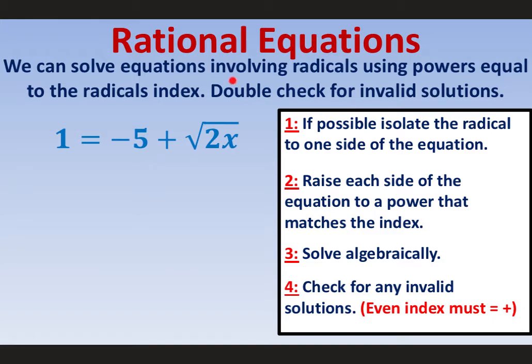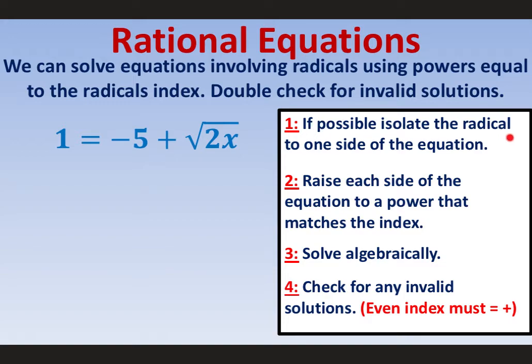We can solve equations involving radicals by using powers equal to the radical's index. So to get rid of a square root, we use a square, for a cube root, we use a cube, and so on. We always have to double check our answers for invalid solutions. Remember, even indexes must always equal a positive number. That's something we've talked about a little bit earlier. But let's go and look through the steps.